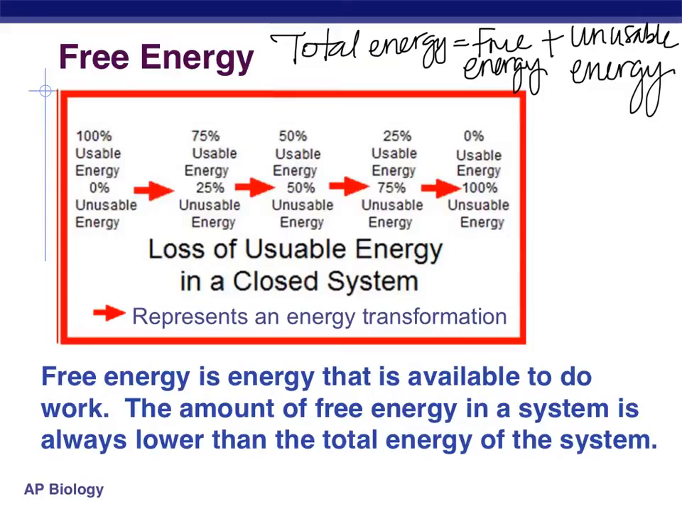Okay, now another thing to keep in mind is the amount of free energy in a system is always lower than the total energy of the system unless the system is an open system. So in a closed system, we may start off with 100% usable energy, but over time, we're going to have less and less usable energy. In an open system, and the Earth is an open system because we're constantly getting energy from the sun, the amount of free energy is, let's say, replenished, for lack of a better term, every time there is sunshine and sunlight coming through to our Earth.